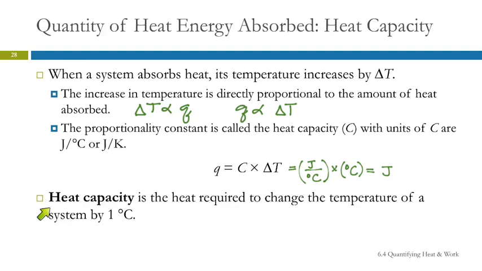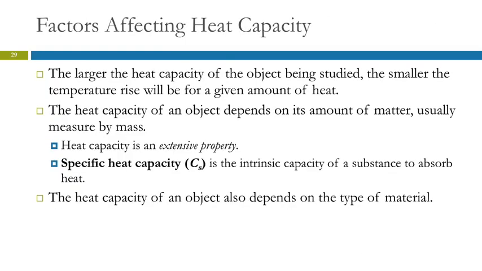So the heat capacity is the heat required to change the temperature of a system by 1 degree. The larger the heat capacity is, the smaller the temperature rise will be for a given amount of heat that's put in. The heat capacity of an object depends on how much matter there is. Usually we measure that as the mass. So we say that heat capacity is an extensive property. It depends on how much there is.